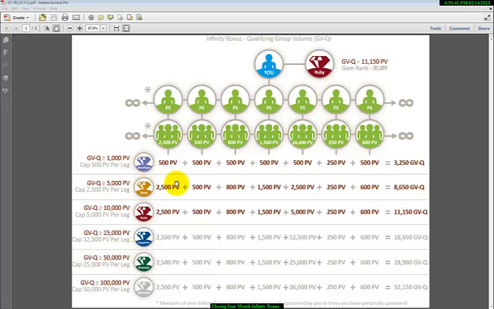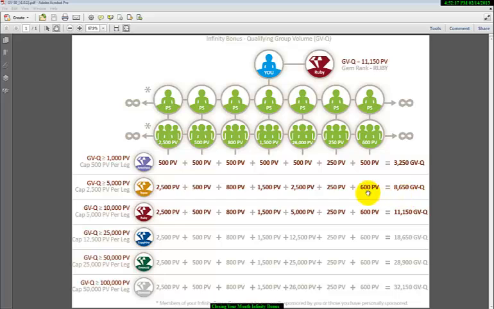So if we look at this group here that is producing 2,500, you've pulled the full 2,500. This one here at the 500, you pulled the full 500. This one with 800, you pulled the full 800. This one with 1,500, you pulled the full 1,500. This one with 26,000, you've only been able to pull 2,500 because of that cap level once again. And the 250, you pulled the full amount, and the 600, you pulled the full amount. So now it's going to add all those together to equal what your GVQ is. And in this case, the GVQ from these amounts being added together equals 8,650.